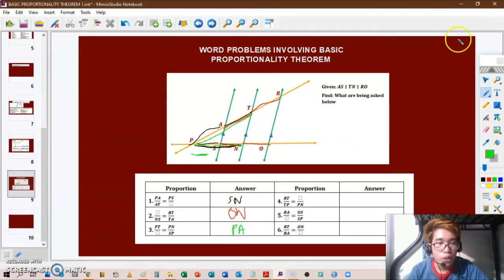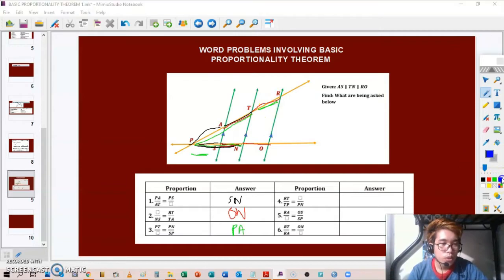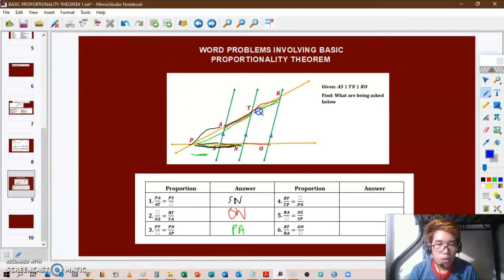For number 4, let's try. We have here RT. RT over, let's use blue, RT over TP is equal to blank over PN. So the blank here has to be ON or NO.